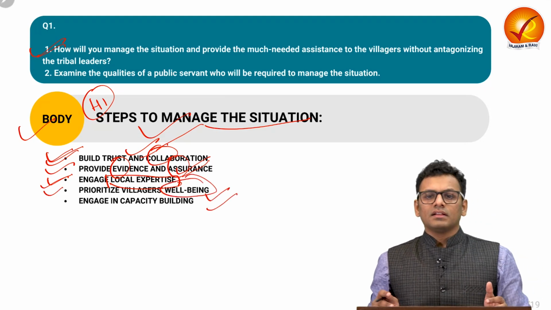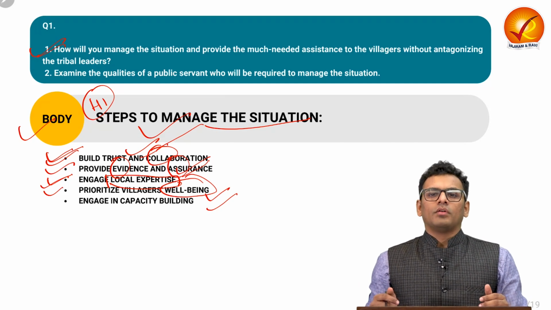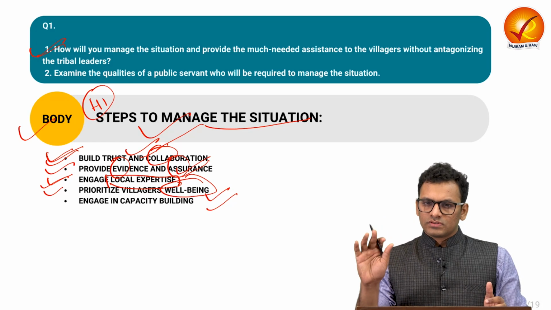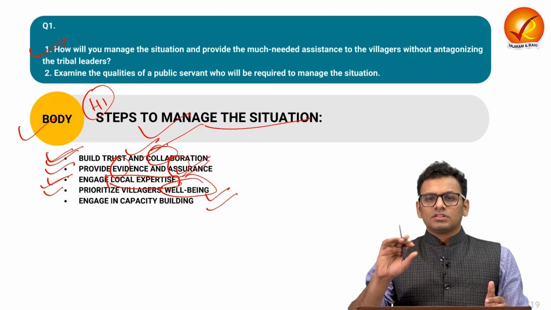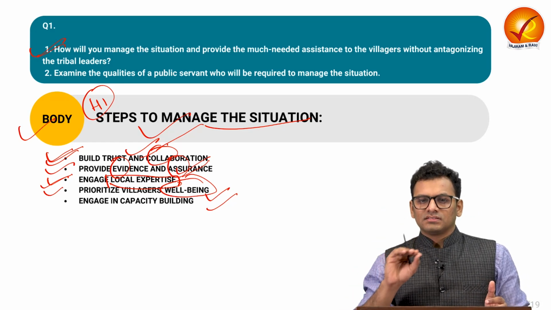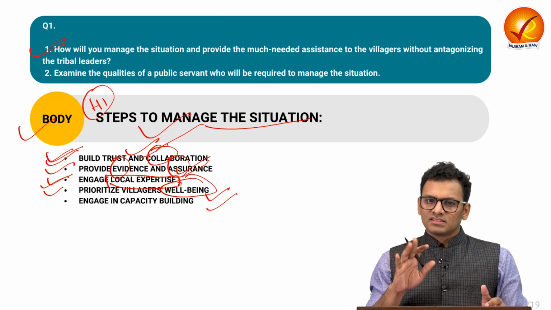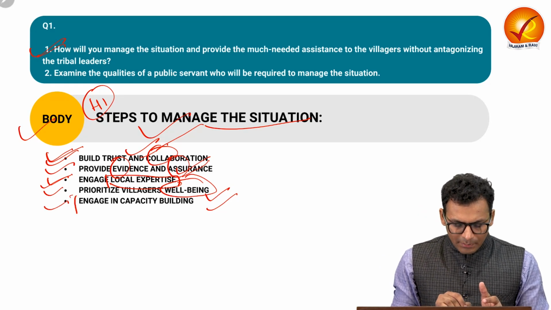Next is prioritize villagers' well-being. Now, villagers' well-being is something which we can talk about health, right? So, water shortages definitely leads to issues with respect to health. So, as a leader, you should also try to create certain kind of health camps so that people, their holistic well-being is secured.